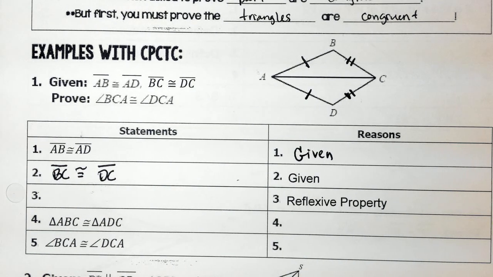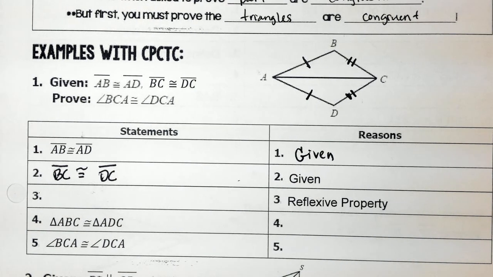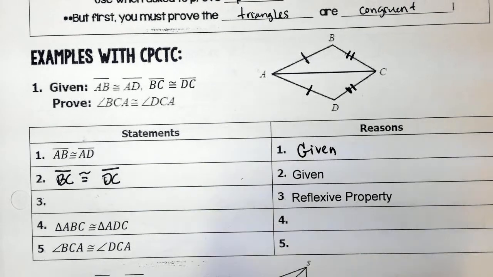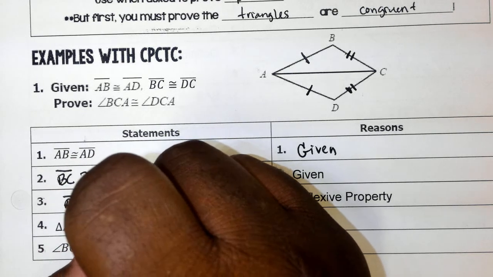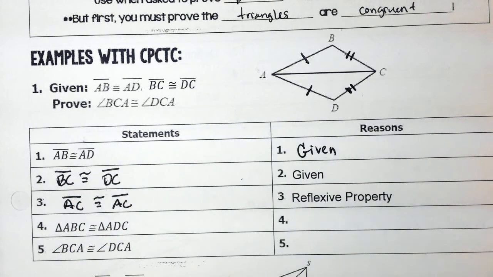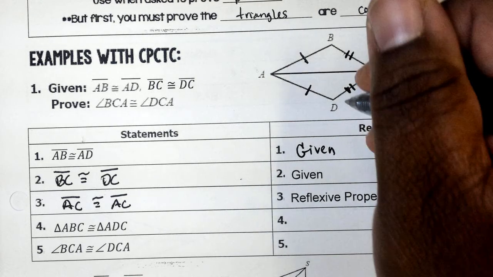Juan, third line says reflexive property. AC is congruent to AC. We wrote that in ourselves. We need to mark that. The other stuff was given already, so we already marked it. We need to mark AC congruent to AC.